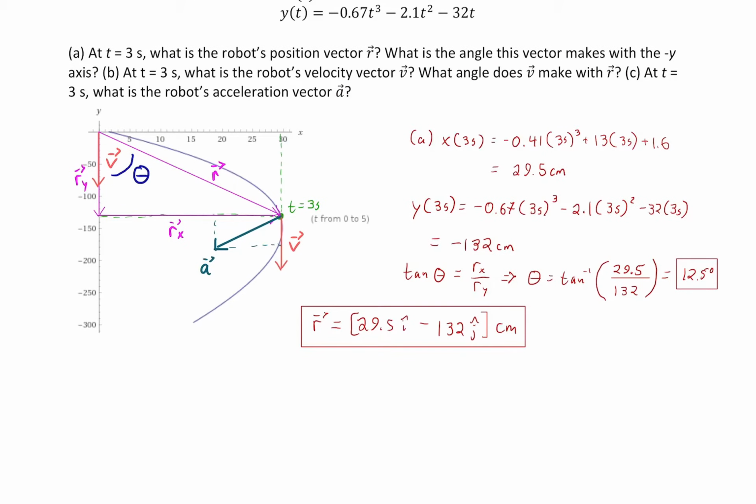Well, what are we asking for in part B? Part B, same thing after 3 seconds, so we're going to concern ourselves with that green dot again. What is the robot's velocity vector v, and what angle does this velocity vector make with r? All right, cool, we can do that. One thing is we know that, since we drew it to scale here, this dot is the point at t equals 3 seconds.